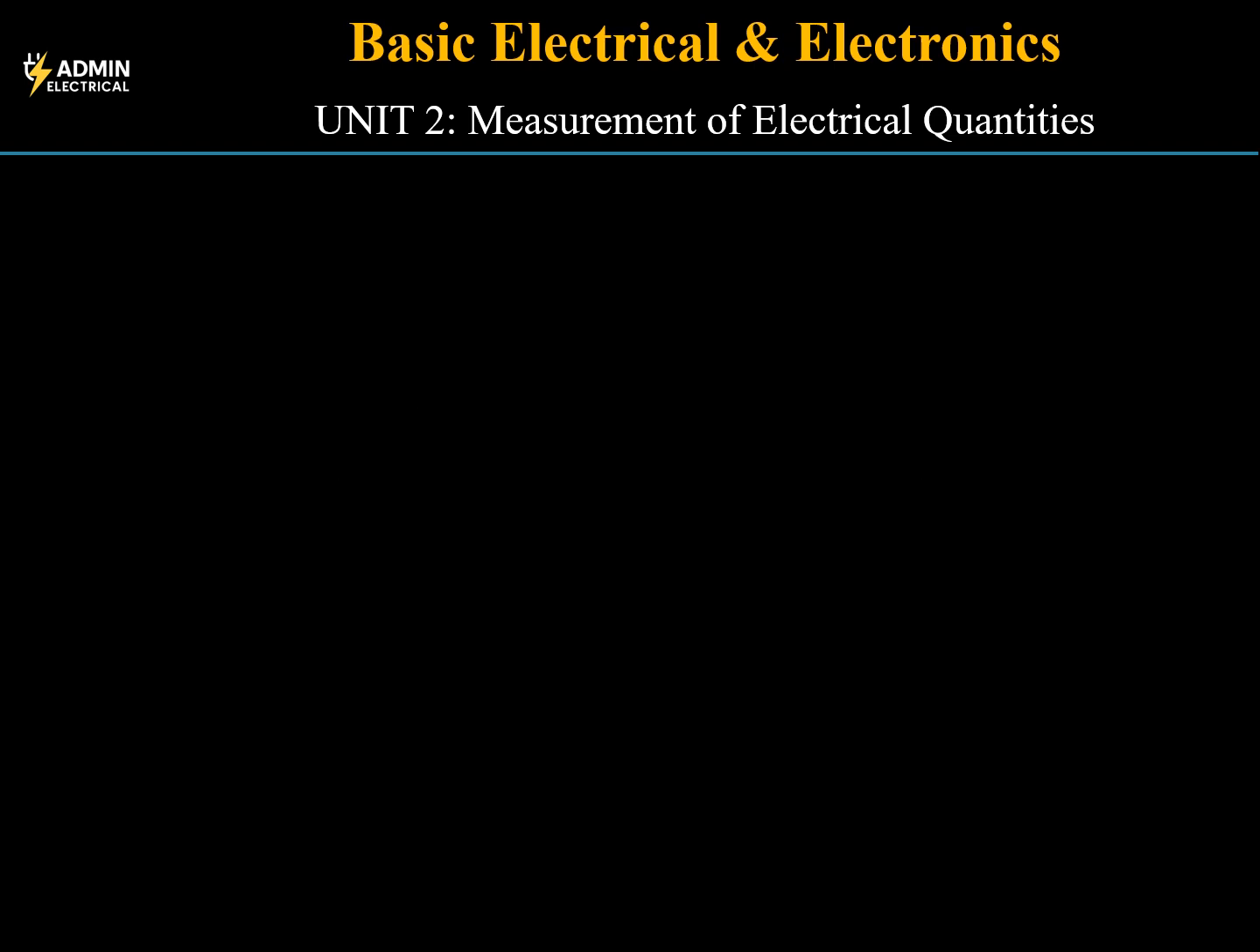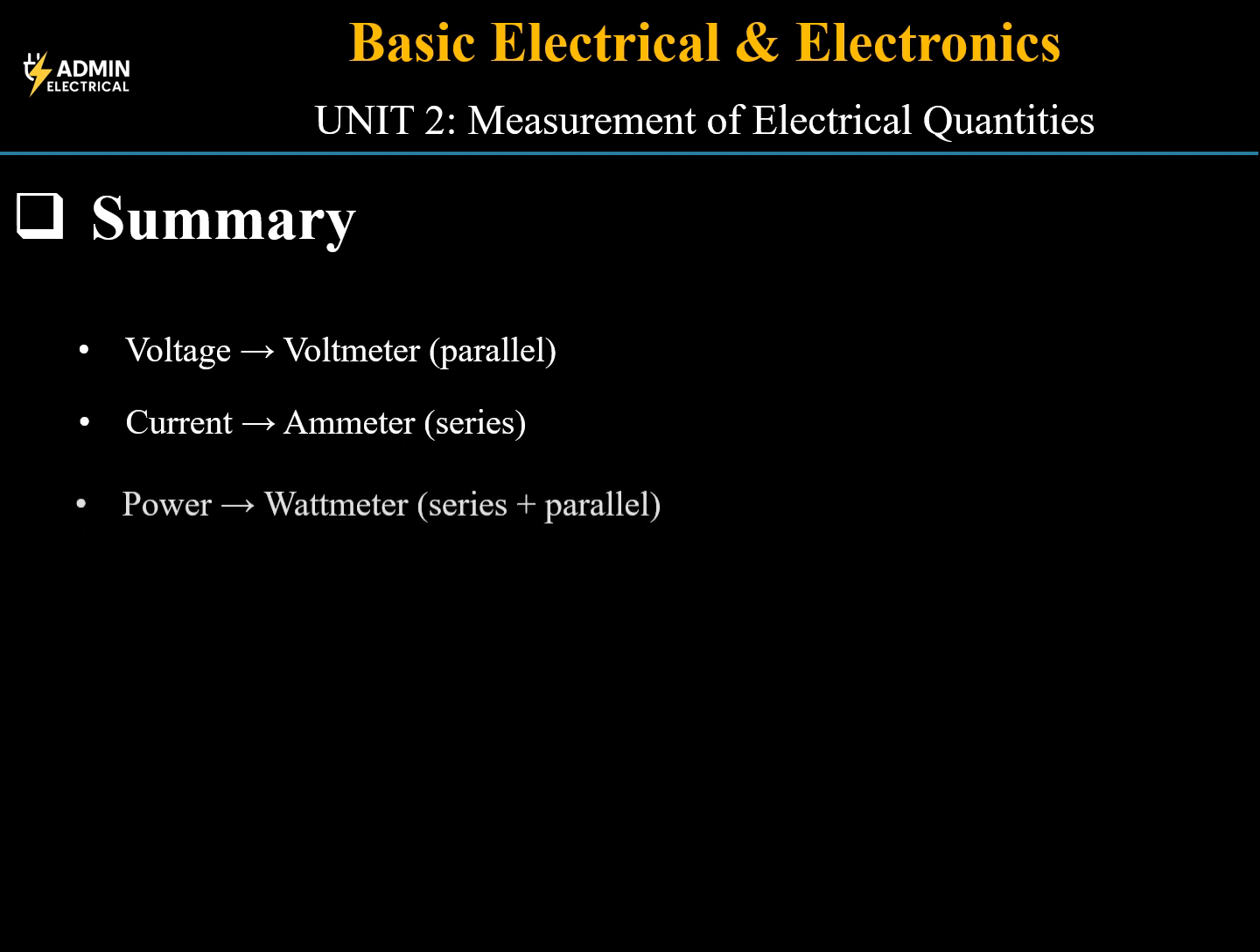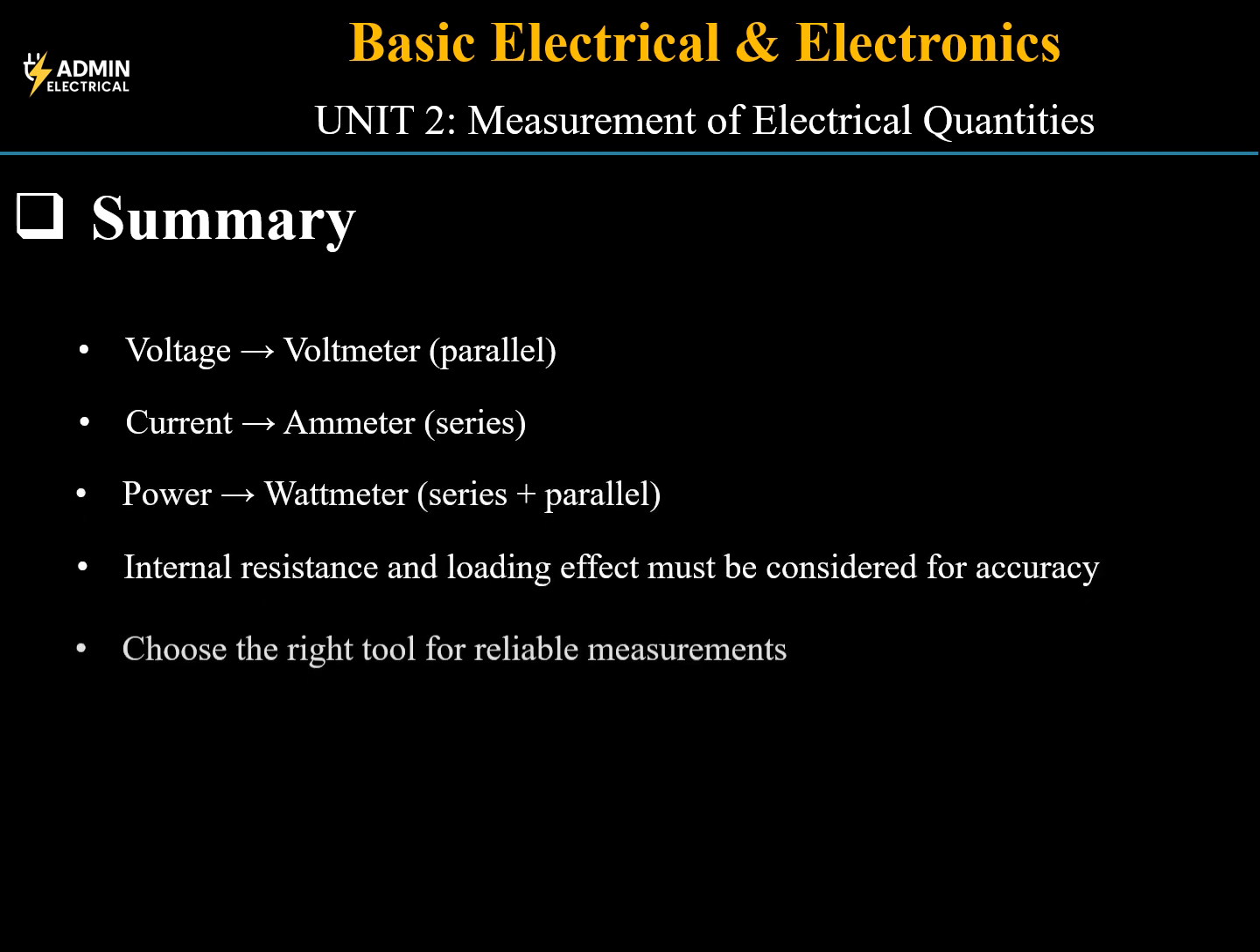Let's quickly recap what we've learned. To measure voltage, use a voltmeter connected in parallel. To measure current, use an ammeter connected in series. To measure power, use a wattmeter connected with both series and parallel coils. Always consider internal resistance and loading effect to get accurate and reliable readings. Choosing the right instrument is the first step to correct measurement.